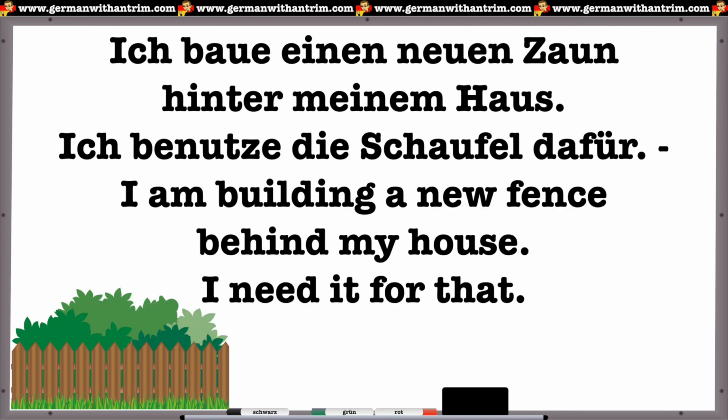Ich baue einen Zaun hinter meinem Haus. Ich benutze die Schaufel dafür. I am building a new fence behind my house. I need it for that.